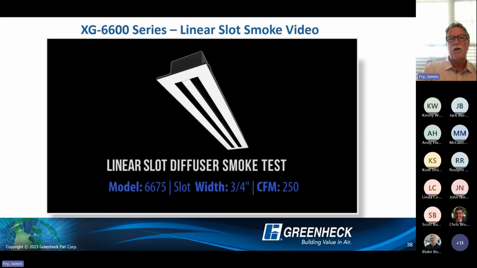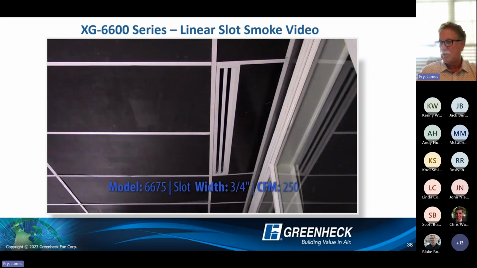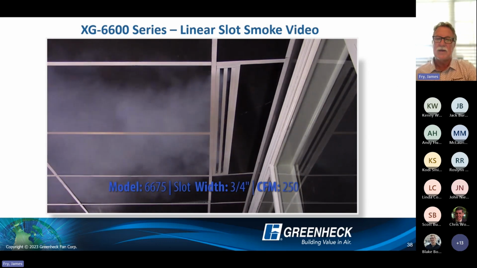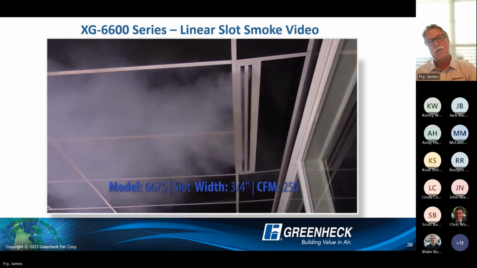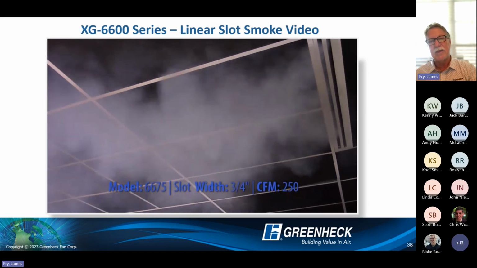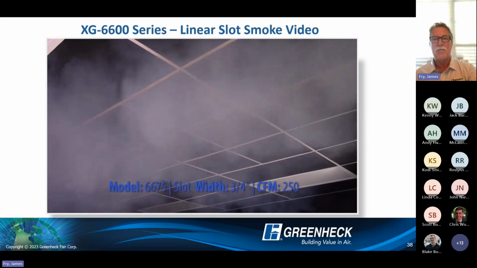Here's a demonstration of that 6600 with the pattern controllers and how you can adjust that in the field to get the desired throw that you're looking for. So in our demo room, we've got it set up. This is a 4-foot slot diffuser, 250 CFM. Both these slots are 3/4 inches in width. Both are set up in a horizontal pattern.